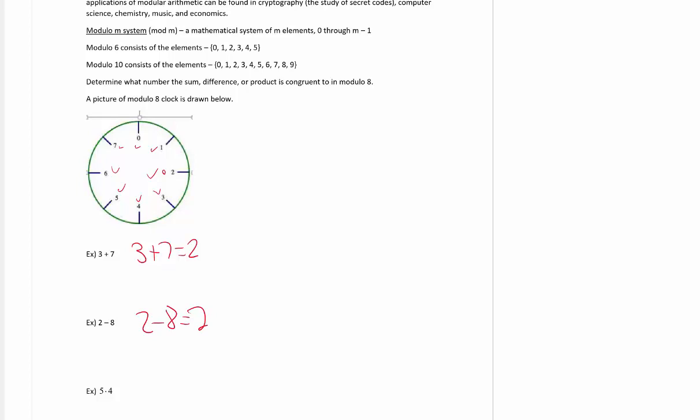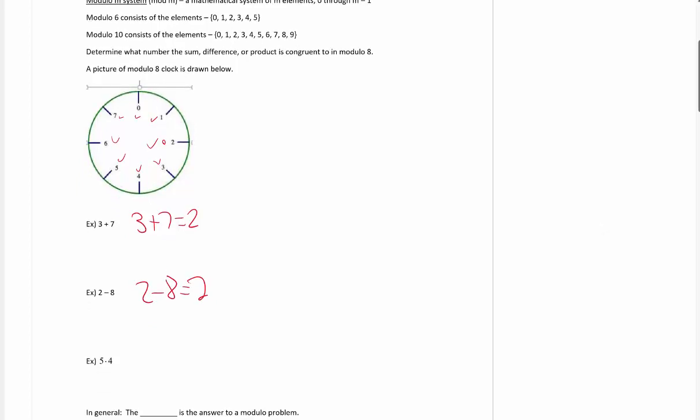But let's take a look at this in a base 10 type of situation. We know in our number system 3 plus 7 is equal to 10, but clearly you can see 10 is not on this clock. So in order for me to get back to where I started, I would need to go 8 spots like we just did. So I can take 10 and divide by 8. Well, 8 goes into 10 one time with a remainder of 2. Notice the remainder matches up with what my answer is going to be.